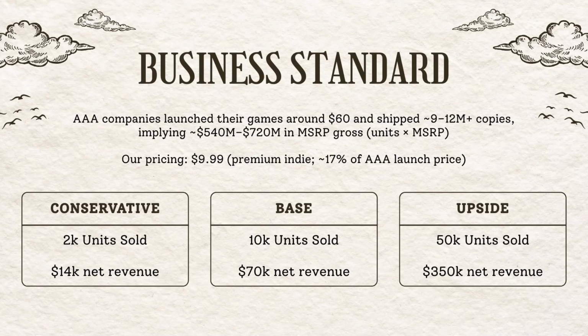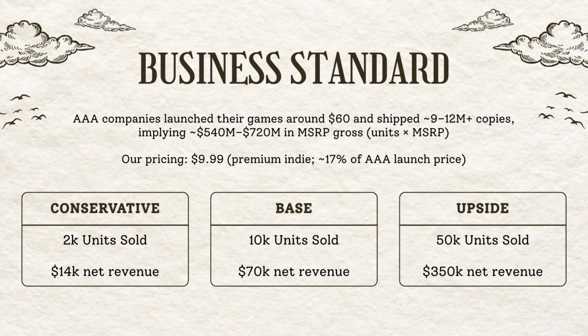Finally, the business standard. AAA companies launched games around $60 and shipped about 9 to 12 million copies, which implies around $540 million to $720 million in MSRP gross revenue using units times MSRP. For our game, our planned price is $9.99, which is positioned as a premium indie price, about 17% of a typical AAA launch price. Then we show three revenue scenarios.